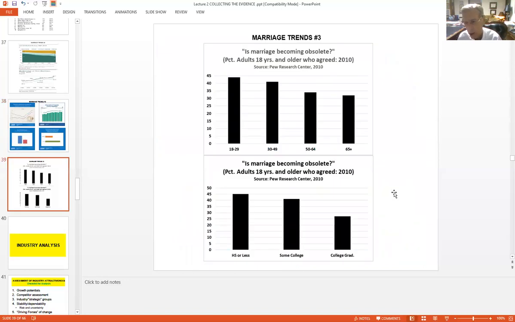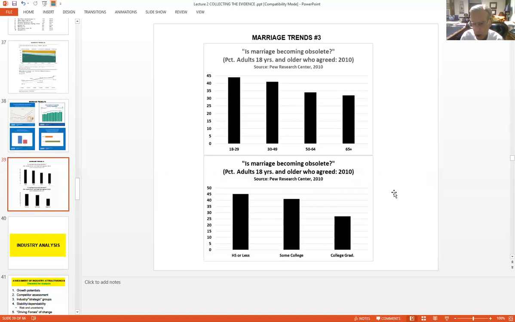Interesting chart. I used this one also in an earlier lecture, but this was a survey done by the Pew Research Center, which is highly regarded, so we can trust their numbers. And what we see is that folks your age tend to believe, almost half of you believe, that marriage is becoming obsolete.